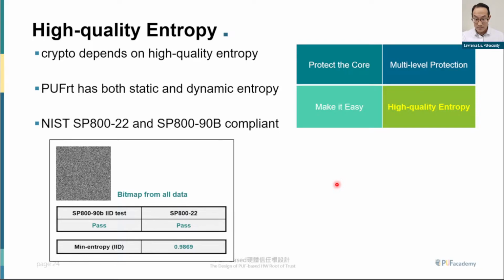Entropy is also needed for providing masking bits to hide inner workings of security operations from side channel analysis. PUFrt provides both static and dynamic entropy sources, certified using NIST standards such as detailed in Special Publication 800-22 and Special Publication 800-90B. PUFrt passes both of these statistical analysis tests. So thus, the final design principle of PUFrt was to be a high-quality entropy source.